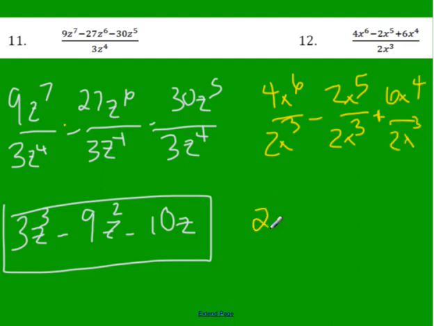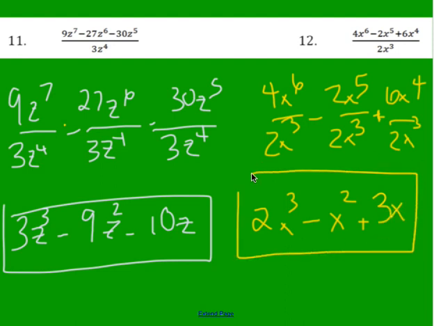4 divided by 2 is 2. X to the 6th divided by x cubed. Subtract those exponents and you get x to the 3rd. Negative 2 over 2 cancels. X to the 5th divided by x to the 3rd is x squared. 6 divided by 2 is 3. X to the 4th divided by x to the 3rd is x to the 1st. So that is your final answer.